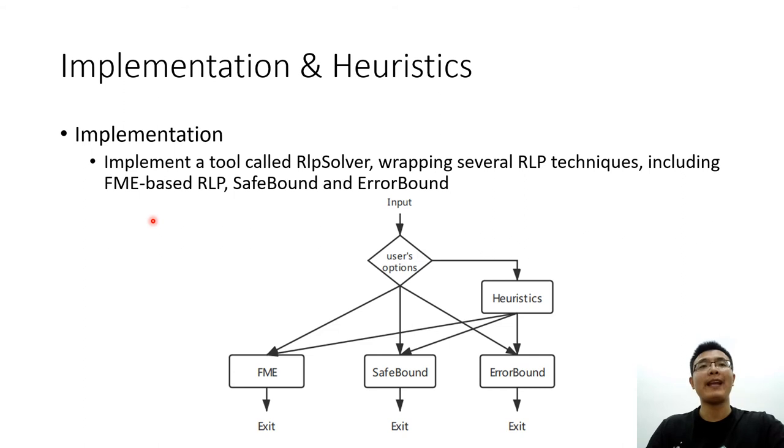We have implemented FME-based RLP and a tool called RLP Solver, wrapping several rigorous linear programming techniques, including FME-based RLP, safe-bound, and error-bound. This figure shows the main framework of RLP Solver. Users can choose one of these three techniques manually or let RLP Solver automatically choose one technique according to heuristic rules.